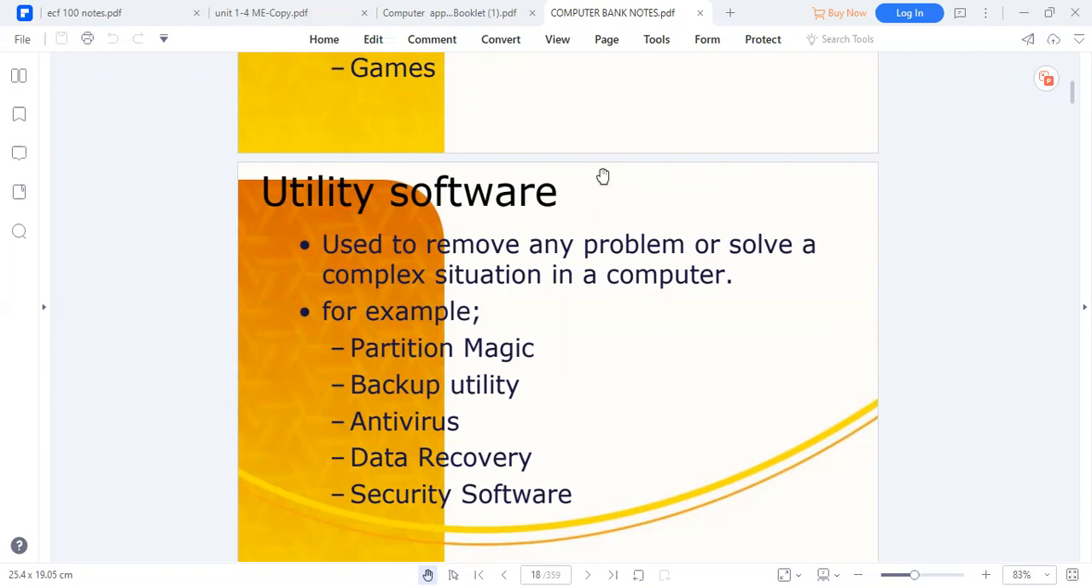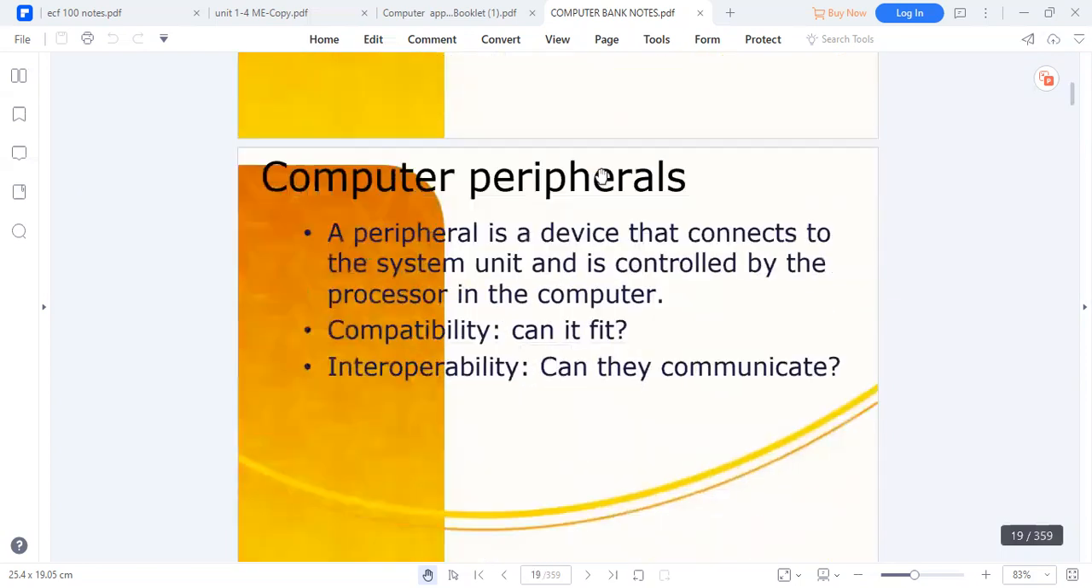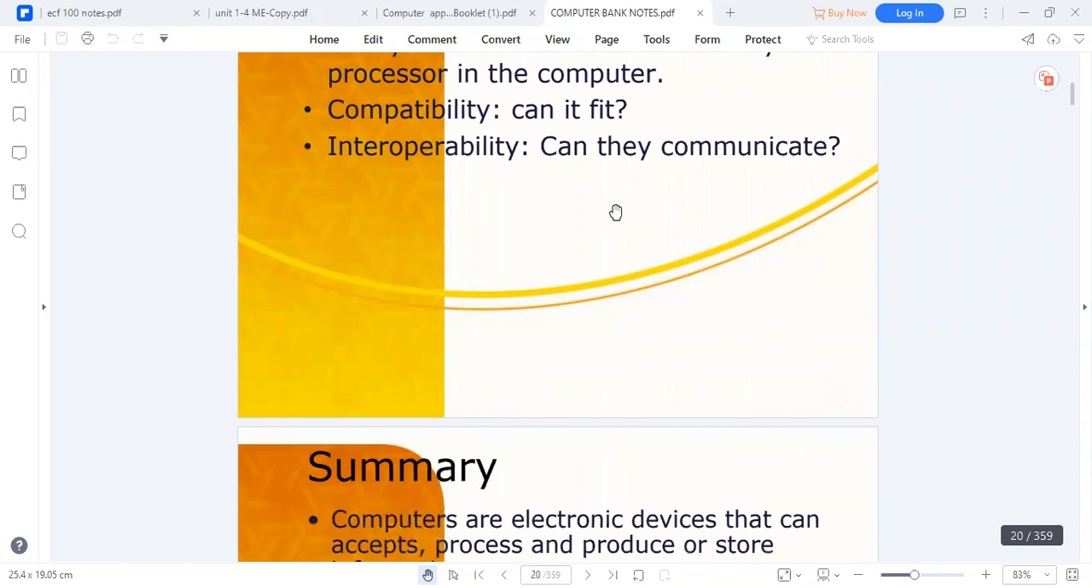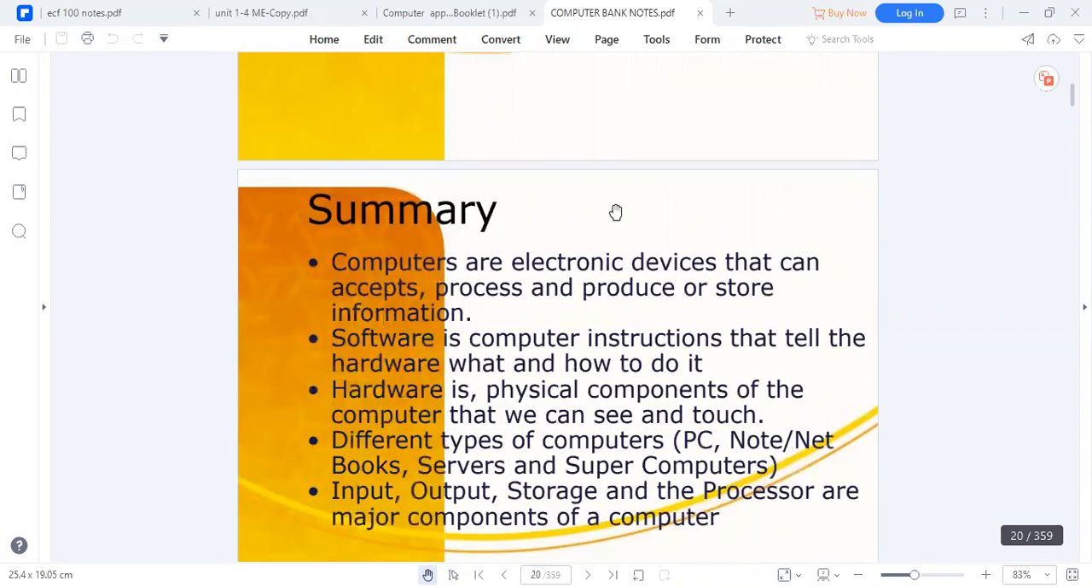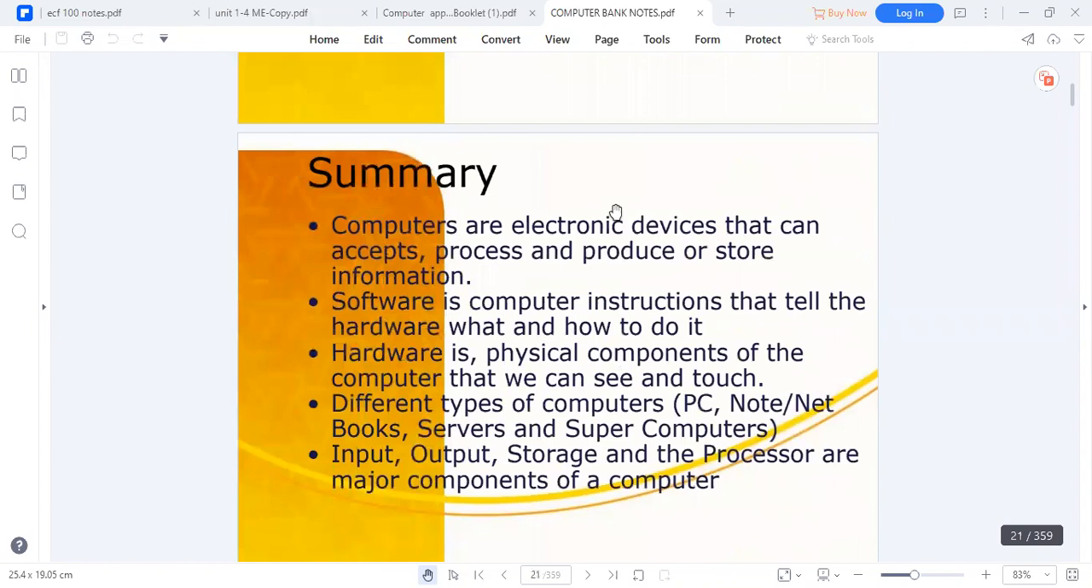We also have peripherals. Peripherals are whatever we connect to the computer system and is controlled by a processor in the computer. Peripherals must have compatibility that allows the computer to respond and speak to them. They also must have interoperability, meaning they should be able to communicate with the computer. We also have other components that we will discuss in the next segment.